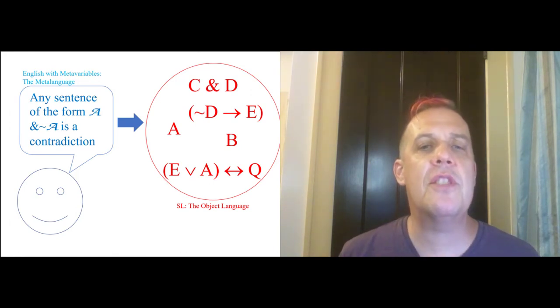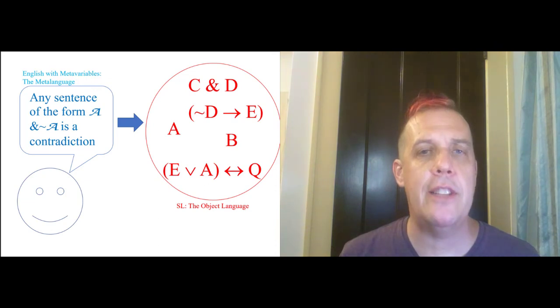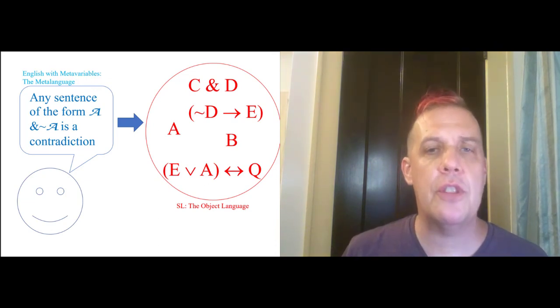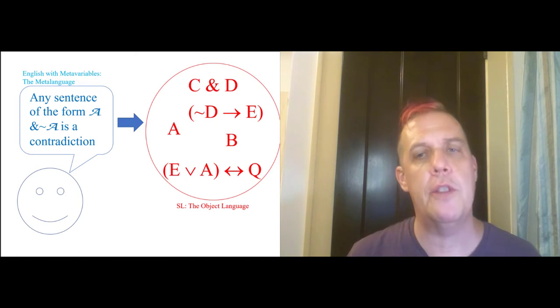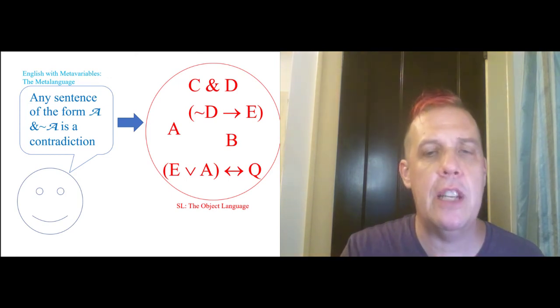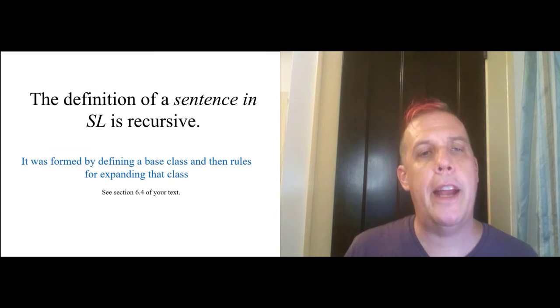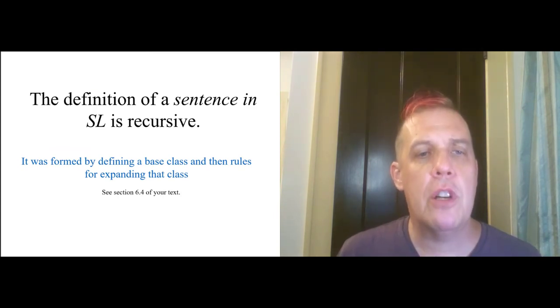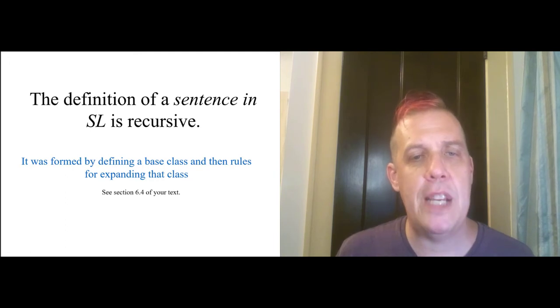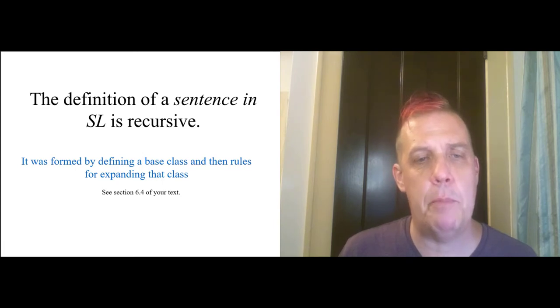This scaffolding that we're using to create SL actually allows us to define parts of SL extremely rigorously in a way that we would not be able to otherwise. So what we're actually going to be doing here is giving what we call a recursive definition. A recursive definition is a flexible way of defining terms where you start with a base class and then you use rules to expand on that base class.